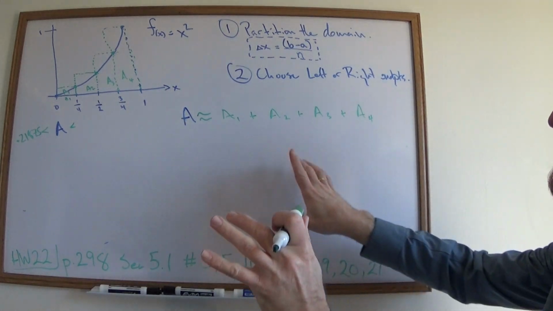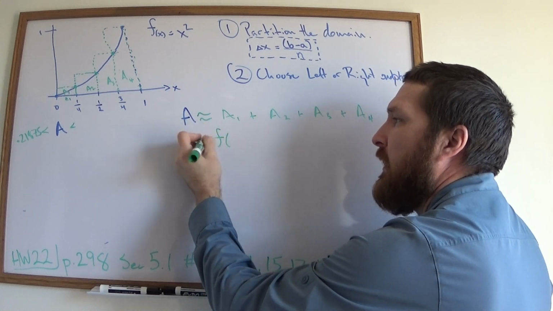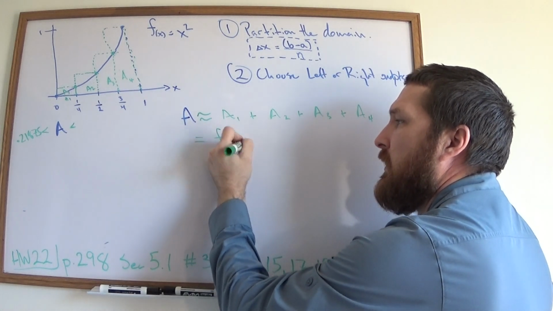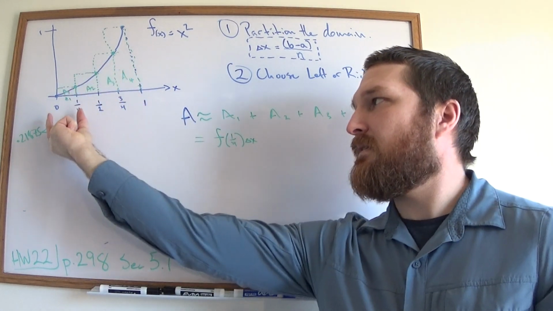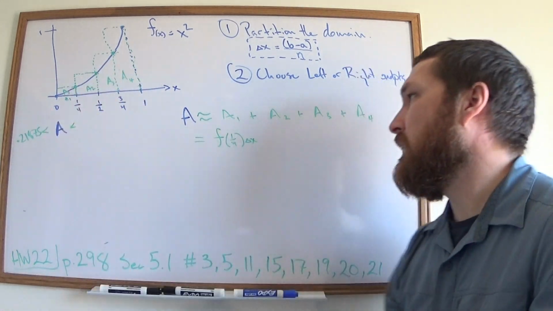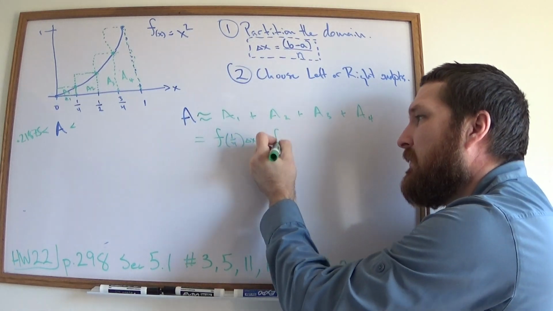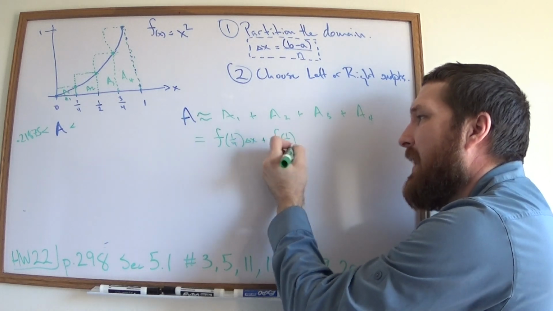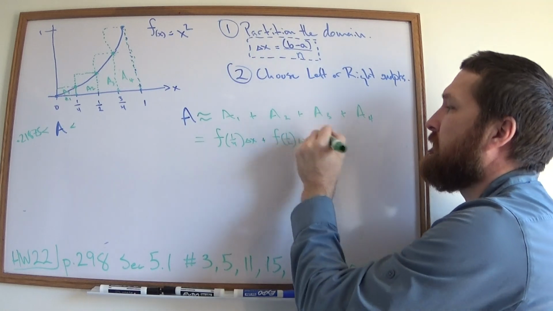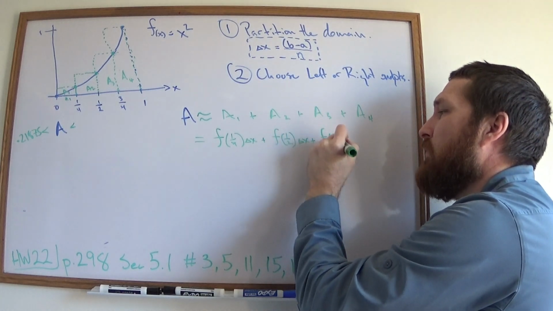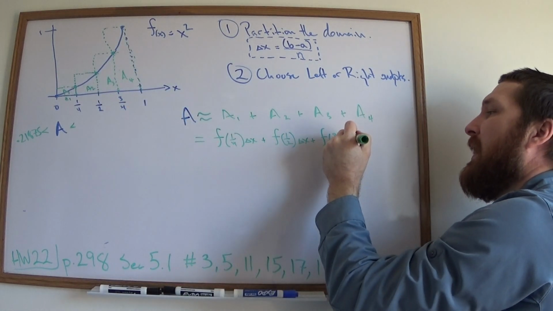Now, okay, let's see what this looks like. What's the height here? It's f of what? 1/4. 1/4 times delta x, right? Because the height, that's the height, delta x is the same, it's still just 1/4. Okay, now how do I get the height of A2? F of 1/2, times delta x. What's the height of A3? F of 3/4. Whatever you get out when you plug in, that value gives you the height. That's the height.